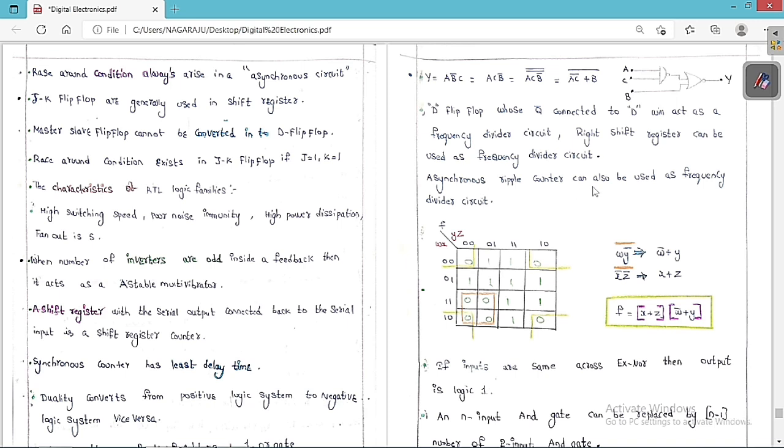An asynchronous ripple counter can also be used as a frequency divider circuit. Yes, I have already told you, asynchronous ripple counter. Synchronous means for all the flip flops we give the same clock at the same instant. Then I already told you for the MSB what is the frequency: for the MSB, the frequency is F by mod number. I already told you the mod number. So therefore it is going to act like a frequency divider circuit. These things are already told you. So a ripple counter can also be used as a frequency divider circuit.